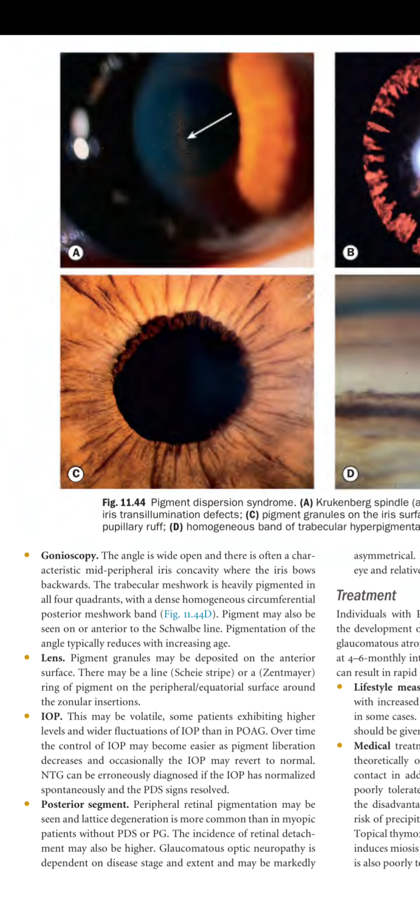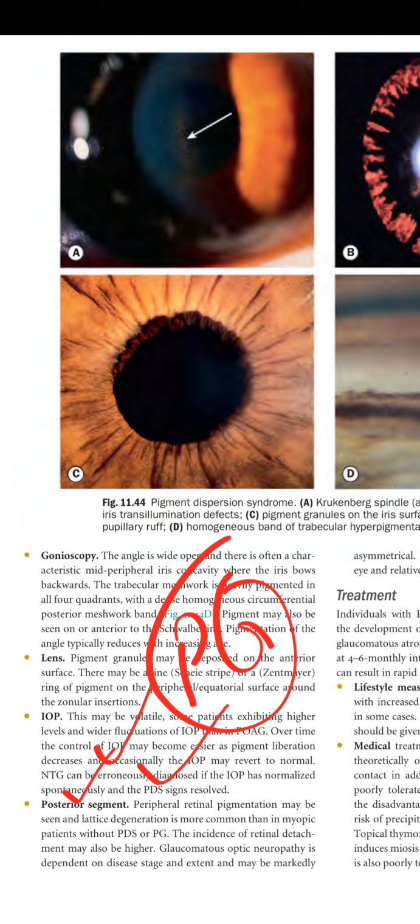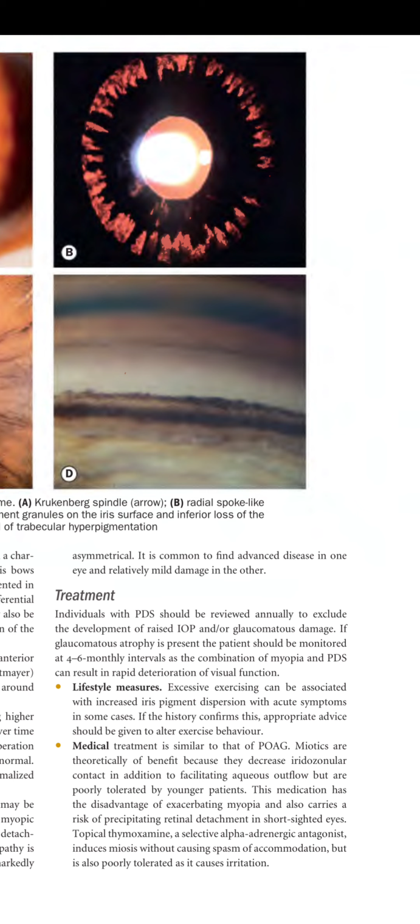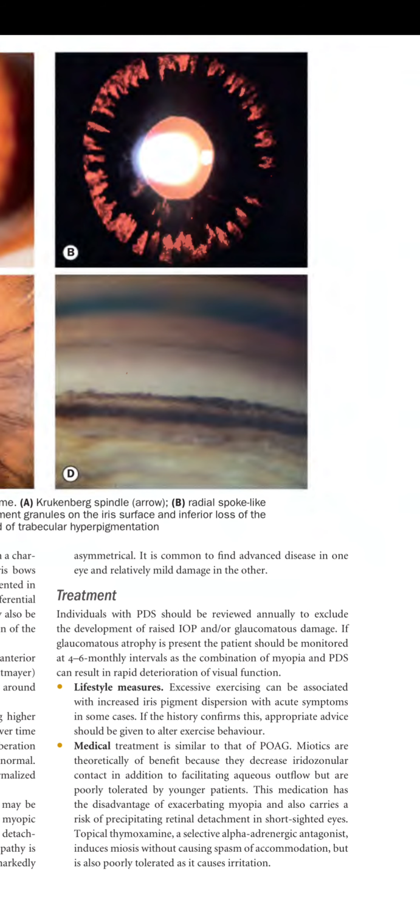So basically, it is present in a case of pigmentary glaucoma. These are more common. There is more lattice degeneration and peripheral iris pigmentation than in those with myopia who do not have pigment dispersion syndrome or pigmentary glaucoma. The incidence of retinal detachment may also be higher. Glaucomatous optic neuropathy depends on the disease stage and extent and may be markedly asymmetrical. It is common to find advanced disease in one eye and relatively mild damage in the other.